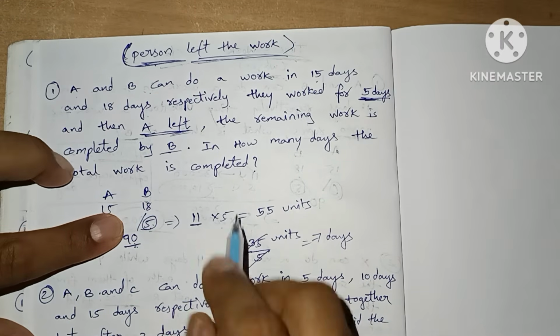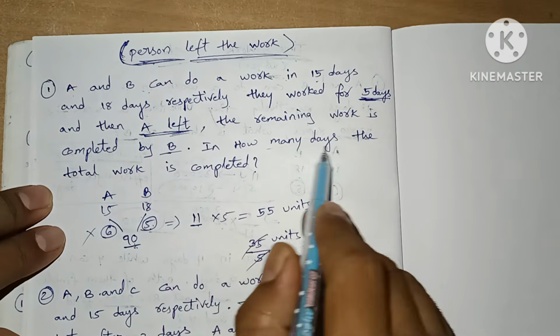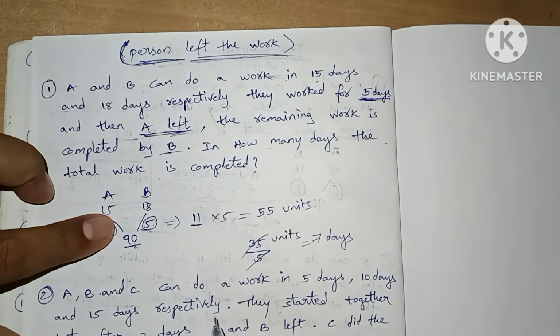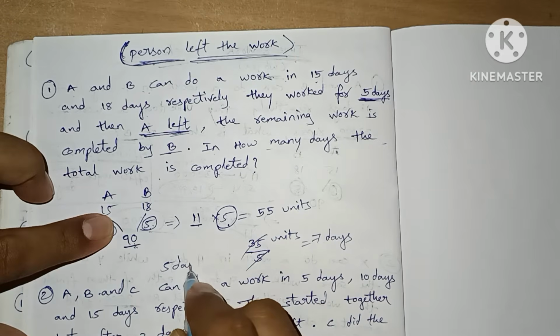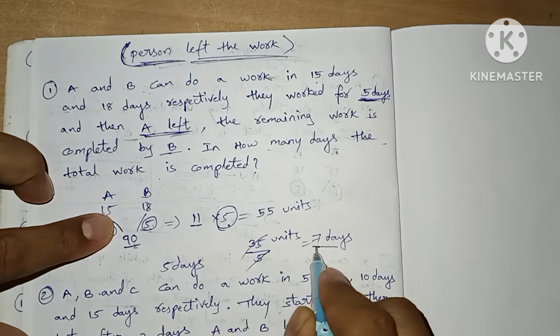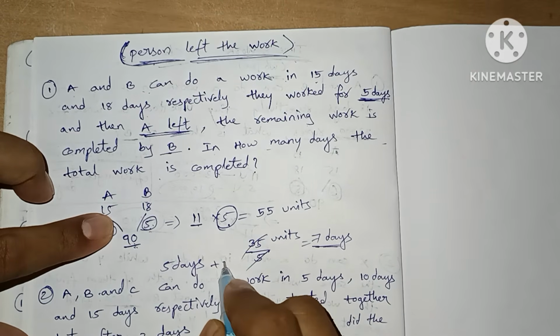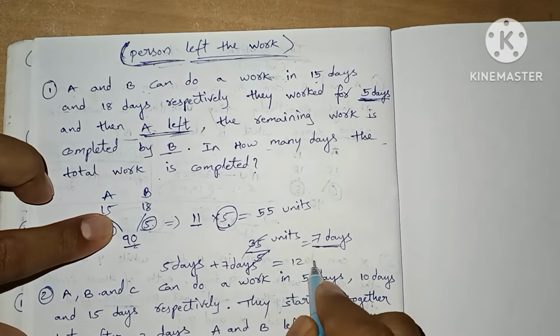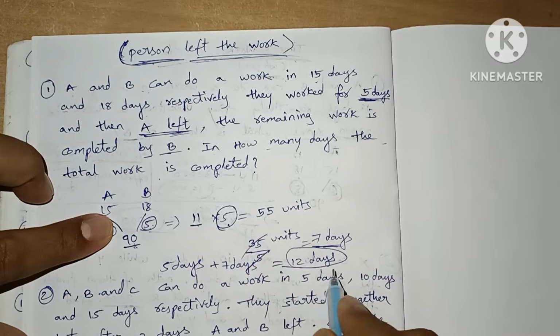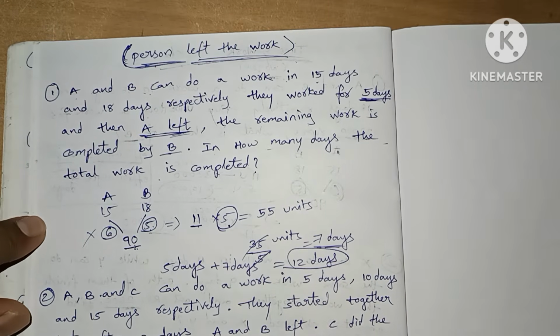So the question asked is in how many days the total work is completed. Initially they worked for 5 days. Now B alone completed the remaining work in 7 days. So the total work is completed in 12 days. Okay, this is the answer.